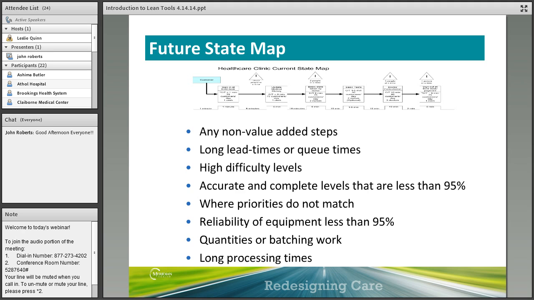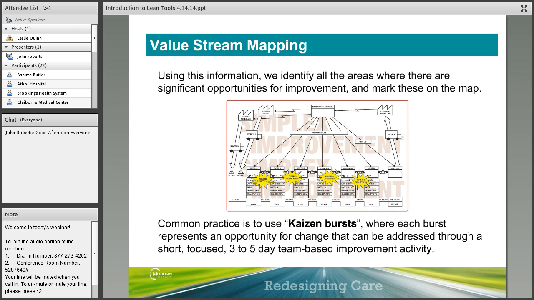We want to eliminate the non-value added steps. We want to eliminate long lead times, the queue times. We want to try to eliminate high difficulty levels. We want to make sure that we have accurate and complete information, at least 95%. We want the reliability of equipment not to be less than 95%. And again, looking at quantities or batching work or other long processing times.